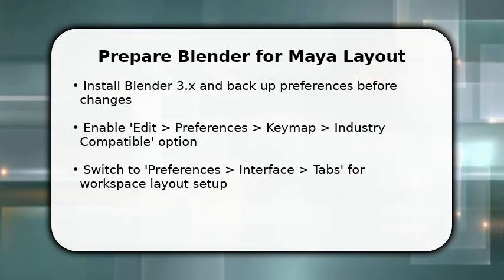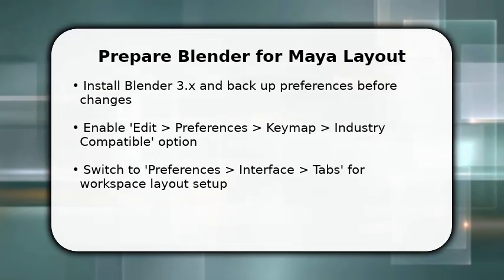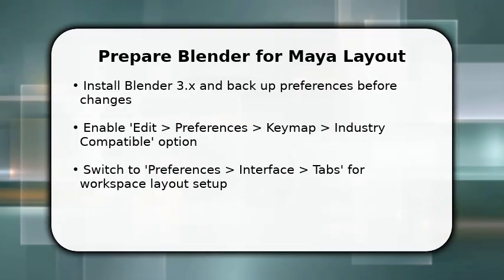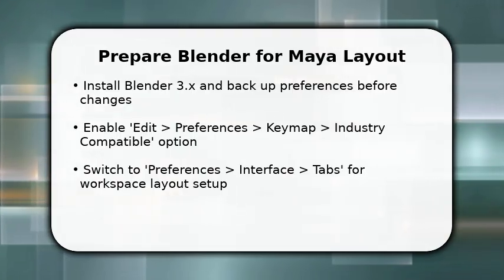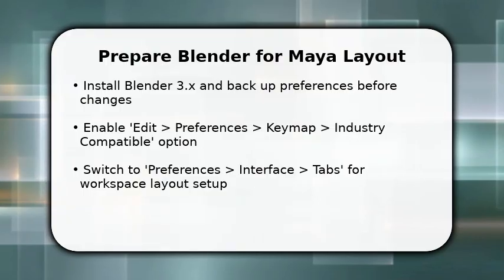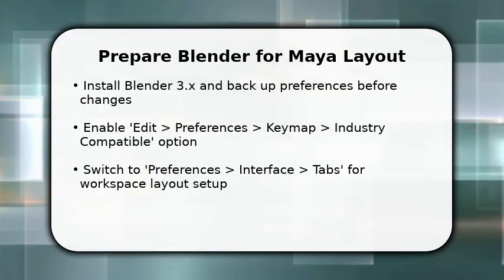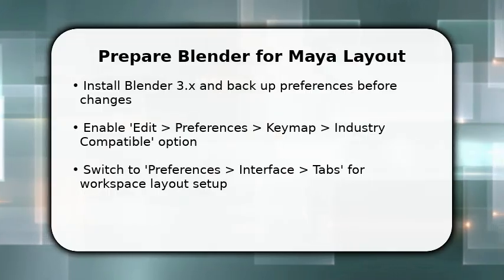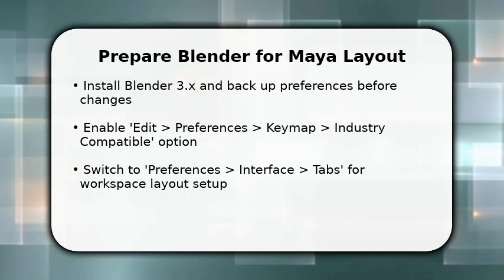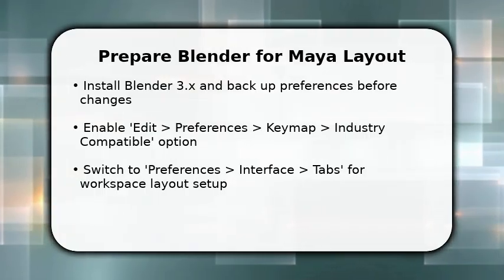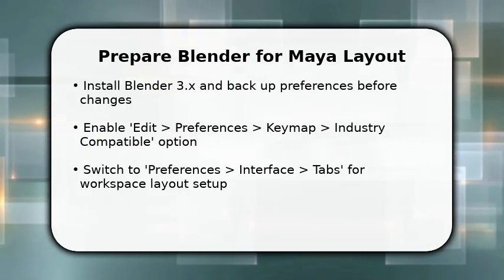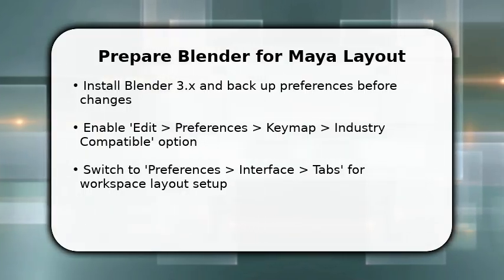You start by preparing Blender so it can behave like Maya. Open Preferences and back up your current settings because you'll be swapping key maps and workspaces. Once done, enable the industry-compatible key map to get familiar hotkeys and mouse behavior. Next, activate Layout tabs and show toolbars so panels mirror Maya's workflow. This early setup reduces friction. It gives you the keyboard shortcuts and visible UI regions you'll tune in the next steps.